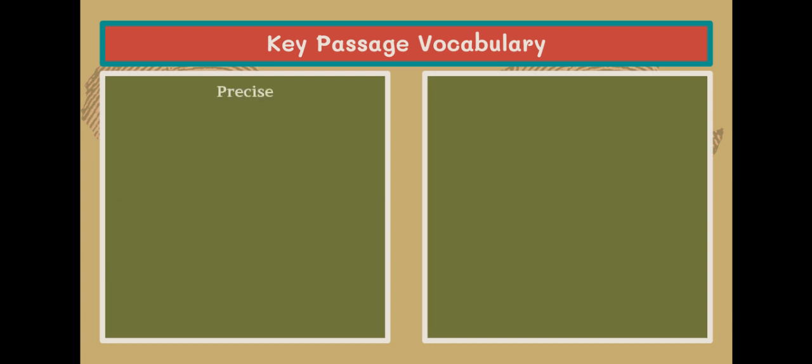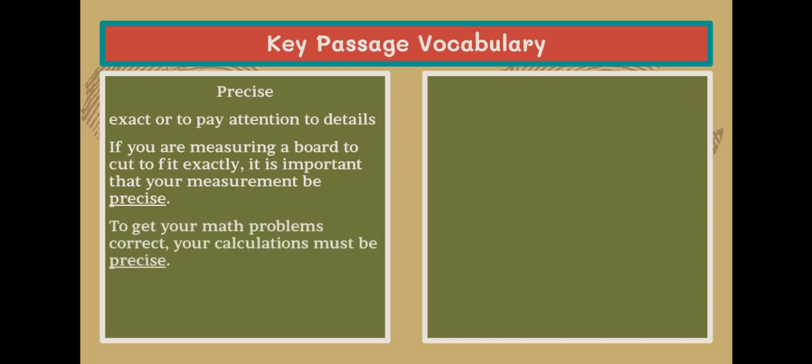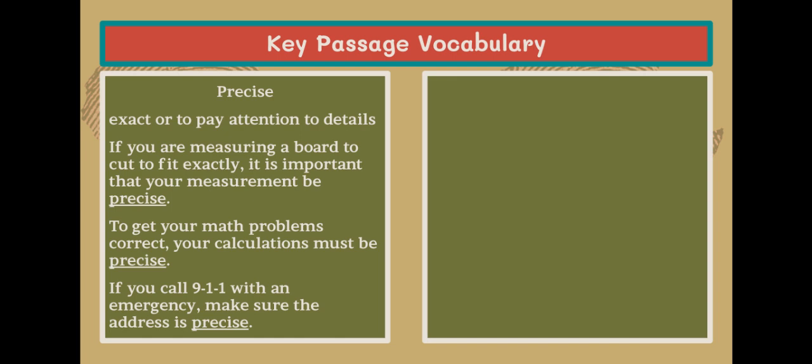Let's read the next word together. Precise. Precise means exact or to pay attention to details. If you are measuring a board to cut to fit exactly, it is important that your measurement be precise. To get your math problems correct, your calculations must be precise. If you call 911 with an emergency, make sure the address is precise.